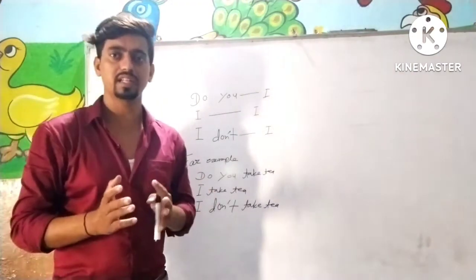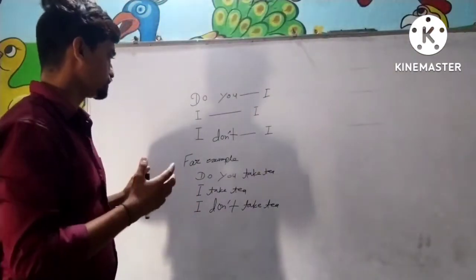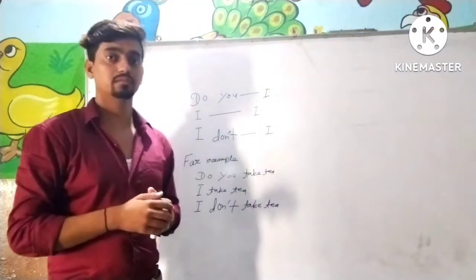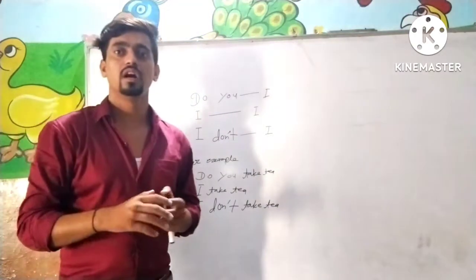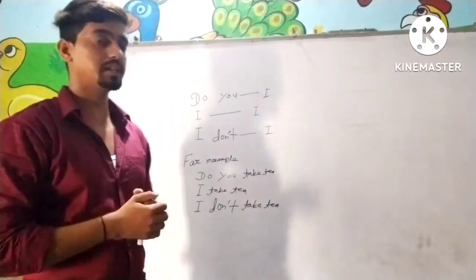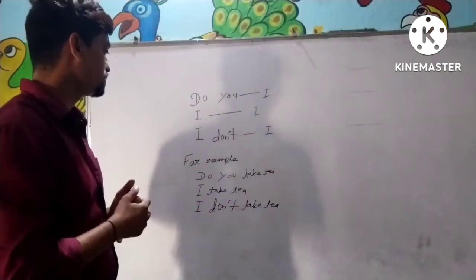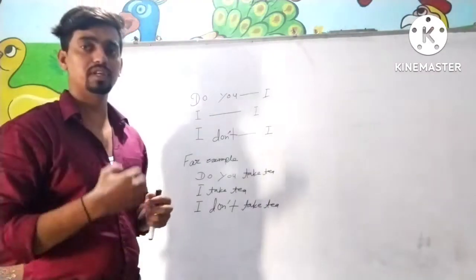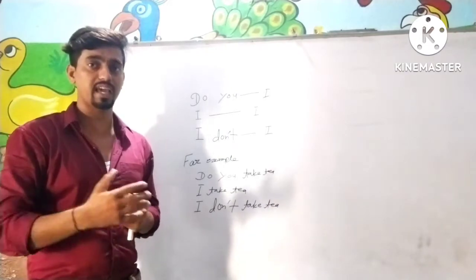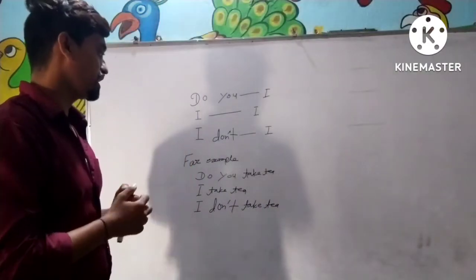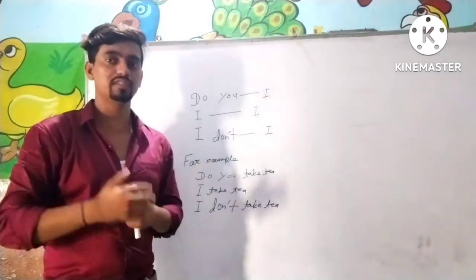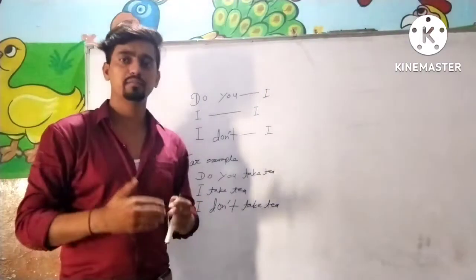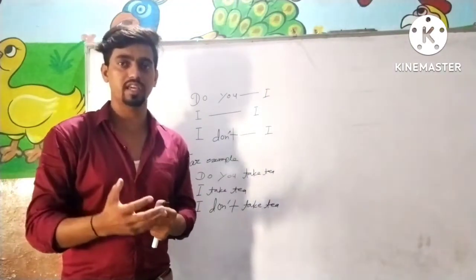Whenever we talk about the present, and our daily routine, we will use this. For example, do you take tea? If we want to ask a question, we will say "do you take tea?" If we want to answer, we will say "I take tea". And if we want to refuse, we will say "I don't take tea".